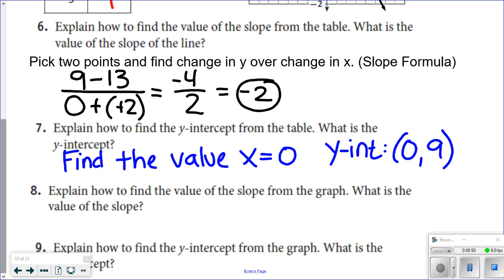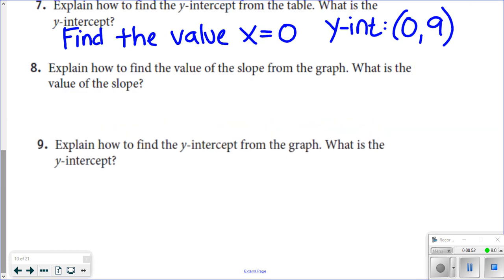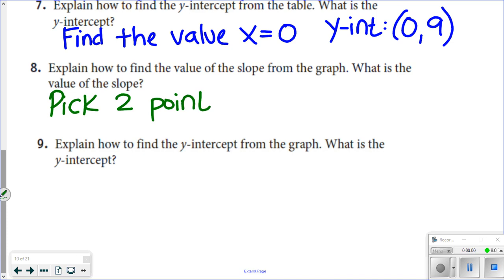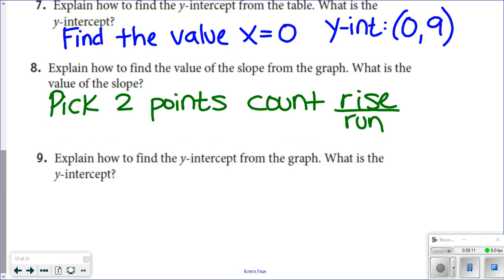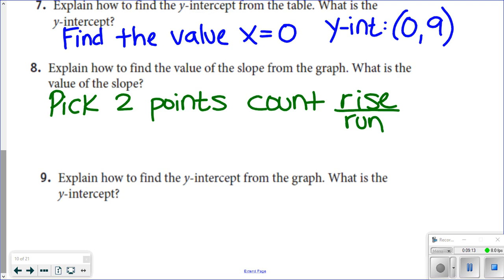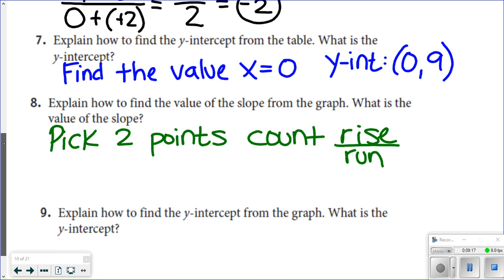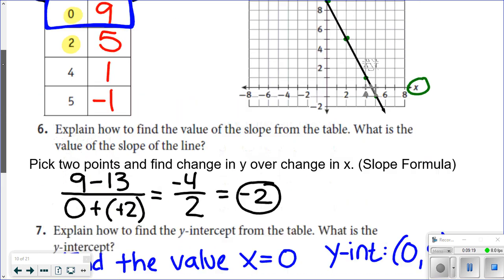How would we find the slope from a graph? Remember, we pick 2 points, and we count rise divided by run. Pick 2 points and count rise over run. So let's do that from our graph.